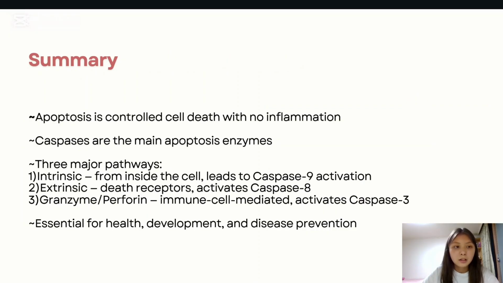So to conclude our presentation, we can make several notes. Apoptosis is a controlled non-inflammatory form of cell death. It relies on caspase enzymes to execute the process, and there are three main pathways of apoptosis: intrinsic, extrinsic, and perforin granzyme pathway. And finally, apoptosis is really necessary for organ development, cell balance, and disease prevention.